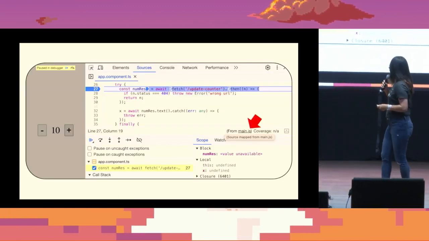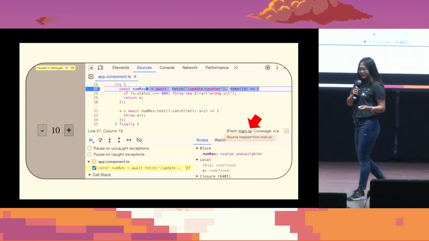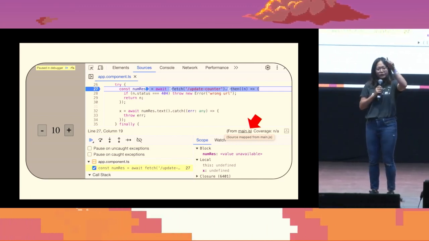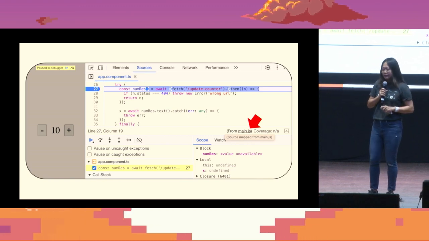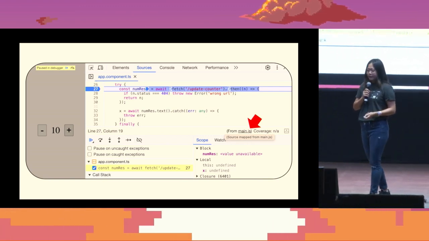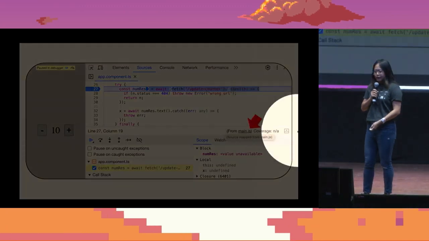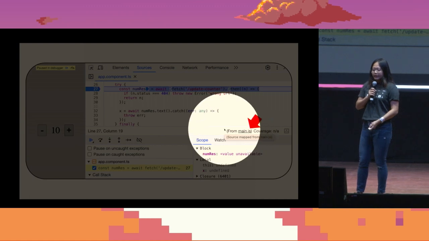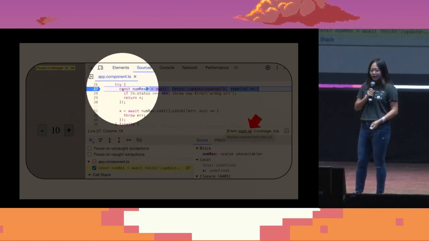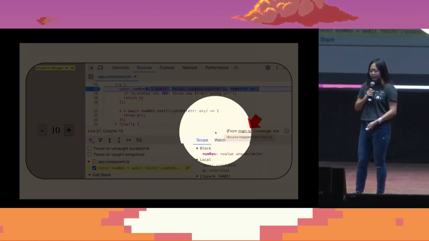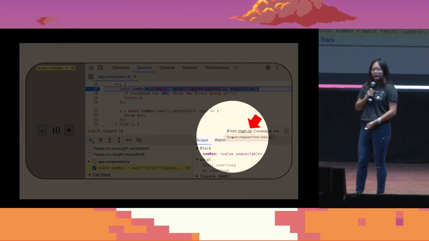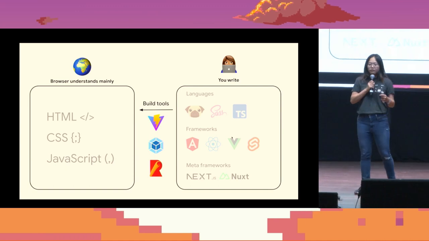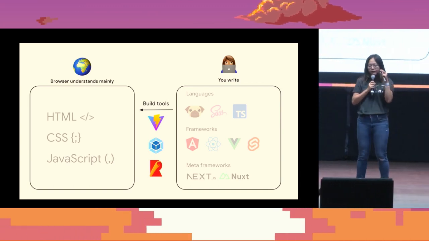Okay, so you might say, oh Jecelyn, you said that the browser doesn't understand TypeScript, but just now when I showed you the line of error, it's showing you the TypeScript. So what is happening there? I did not lie. If you look here, it actually tells you that this TypeScript file originated from a source map from a file called main.js. So where does this main.js come from? Where does this source map come from?